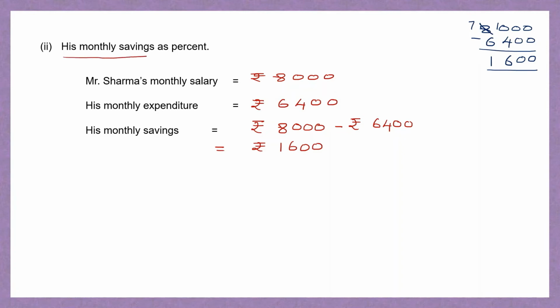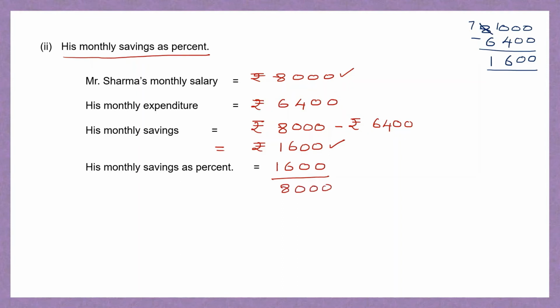His monthly savings as percent. Now we've got it as rupees. We have to make it a percent. So his monthly savings as percent will be 1,600 is his savings. We are taking this divided by his monthly salary, which is 8,000 rupees. And this we multiply by 100 because we are finding the percent.